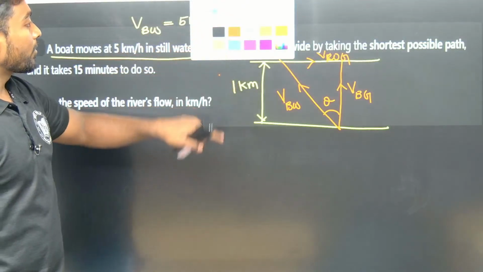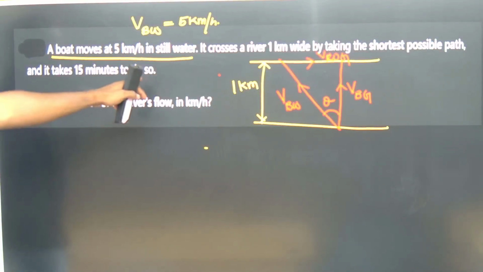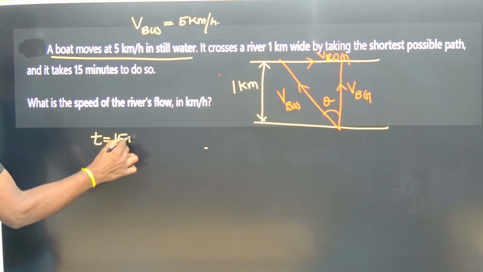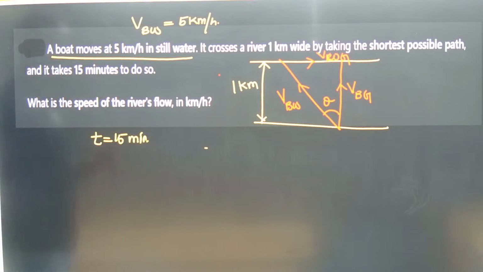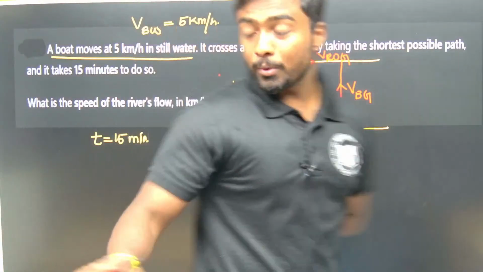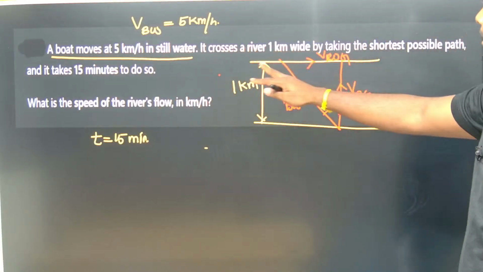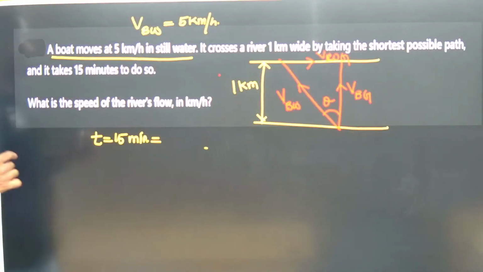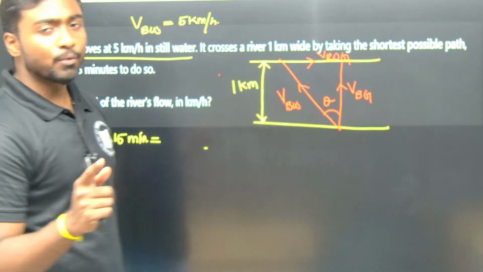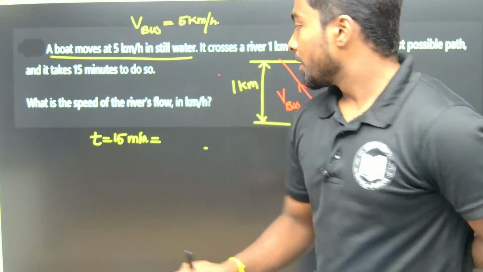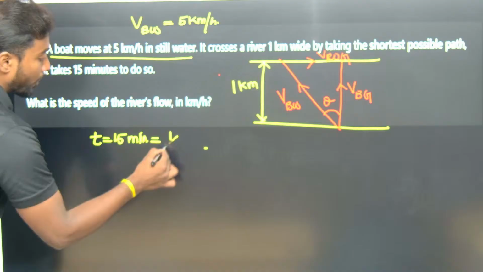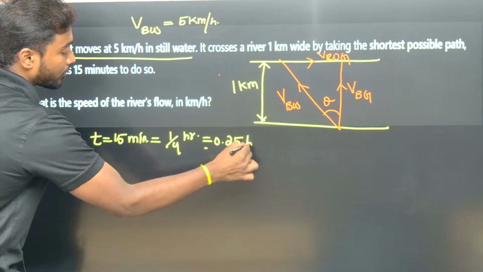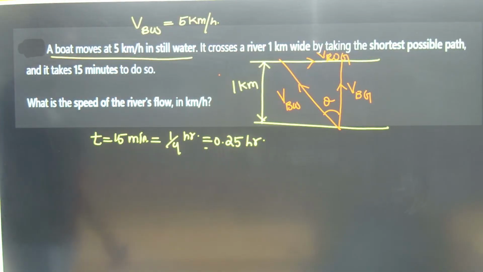Now what is the next thing they are saying? And it takes 15 minutes to do so. So time is equal to 15 minutes. They have dealt with everything in kilometer per hour, right? So convert this minute into hour. 1 hour equals 60 minutes, so 15 minutes is 1/4 of an hour, or else it is 0.25 hours. Both are the same. So what is the speed of the river flow?